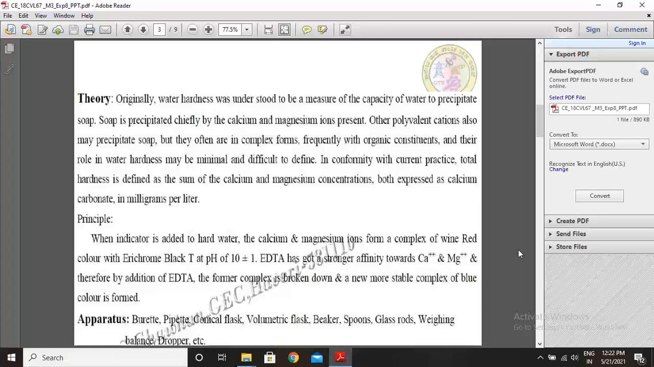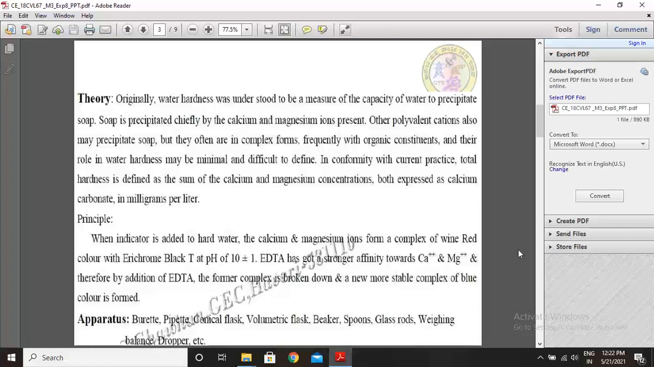Other polyvalent cations also may precipitate soap, but they often are in complex forms, frequently with organic constituents, and their role in water hardness may be minimal and difficult to define. In conformity with current practice, total hardness is defined as the sum of the calcium and magnesium concentrations, both expressed as calcium carbonate in milligrams per liter.